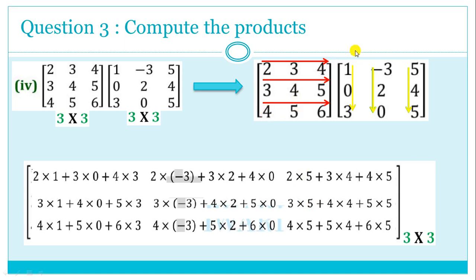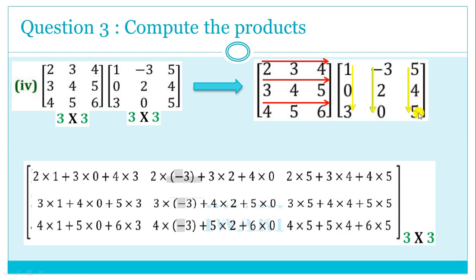For the last row, 4 is multiplied with 1 plus 5 is multiplied with 0 plus 6 will be multiplied with 3, and that will make this element. For the second element, we will do third row multiply second column. So 4 will be multiplied with minus 3, 5 will be multiplied with 2 and 6 will be multiplied with 0, and the same will be for the third column, and we will get this element after multiplying third row with the third column.